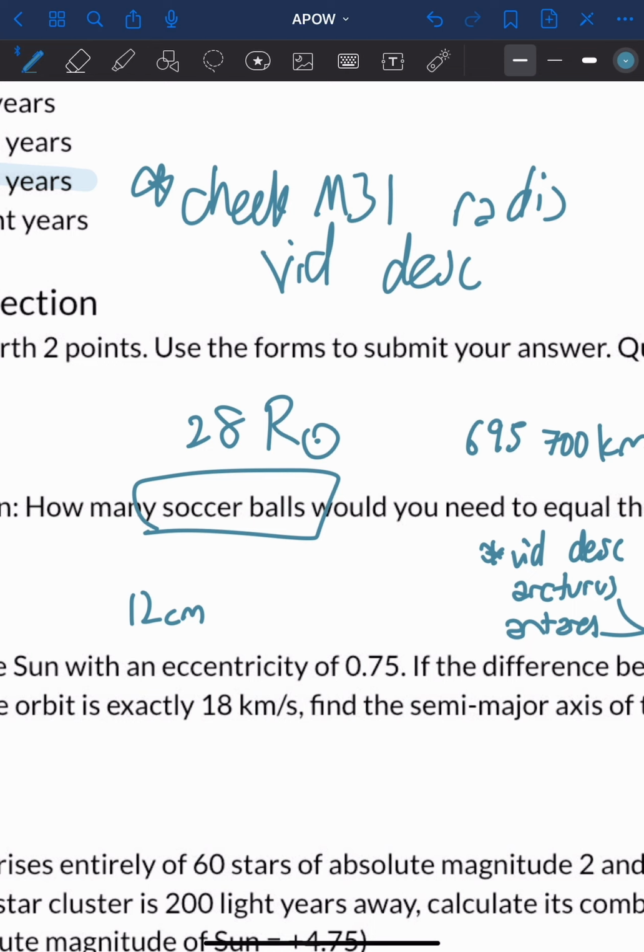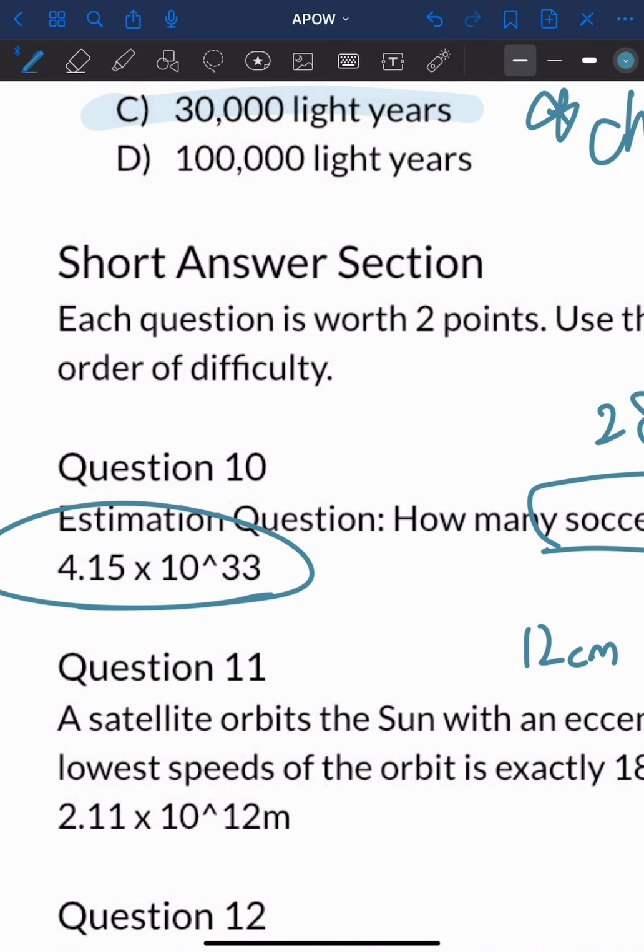Okay, the answer I got is like 10 to the power of like 29. I'm not sure what's wrong. Well, let's see. Maybe they took it as like 70. Oh wait, no, they didn't. Hey, that's weird. Okay, I'm assuming they took a different soccer ball diameter?